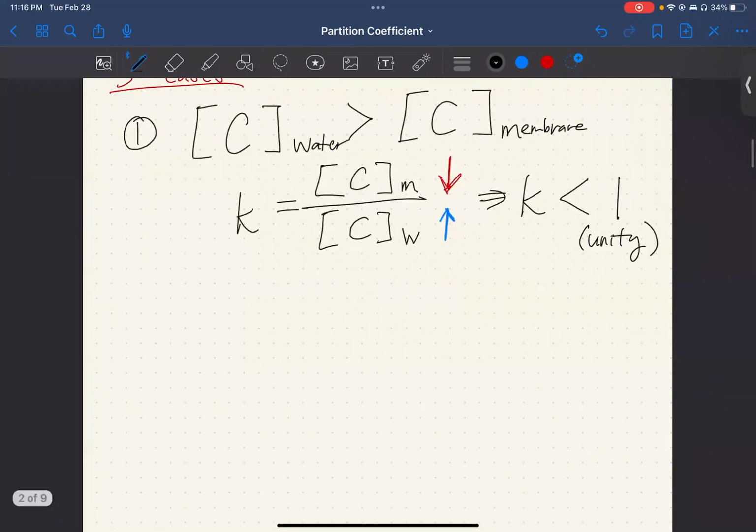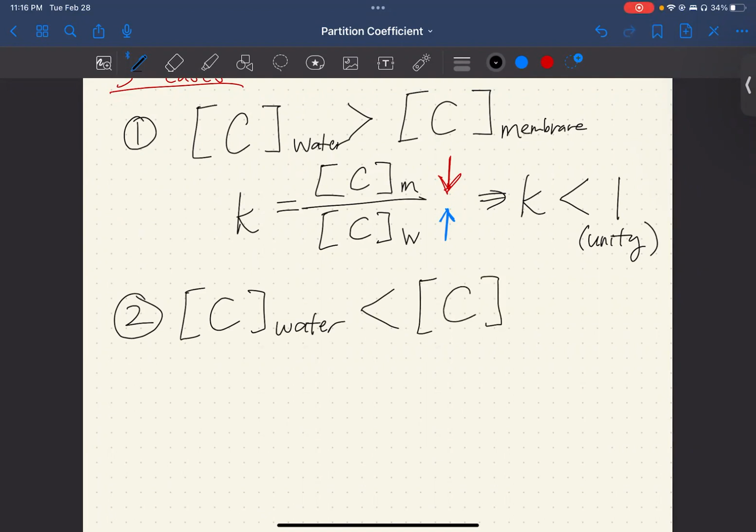Here's our second case. You can already guess, it's going to be when the concentration in the water is less than the concentration in the membrane.